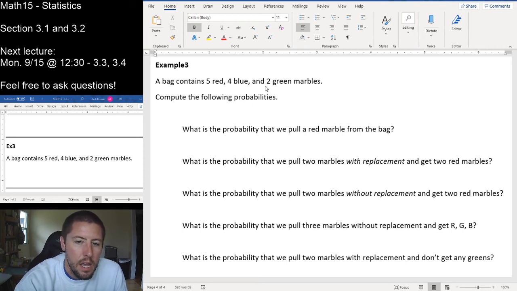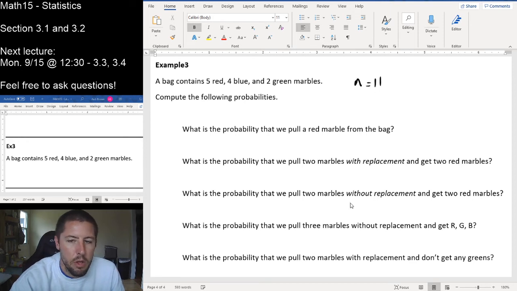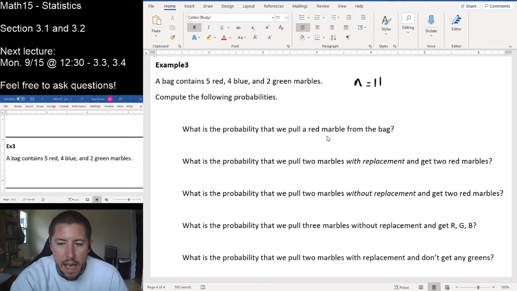Well, this one's really easy. It looks like we have a total of 5 plus 4 is 9 plus 2 is 11 total marbles. So I'm going to say that there are 11 possible pulls that we could get here. It looks like 5 out of the 11 are going to be the red marbles.